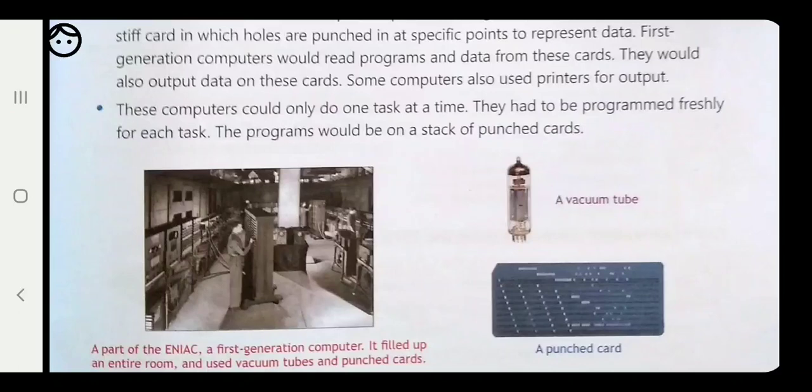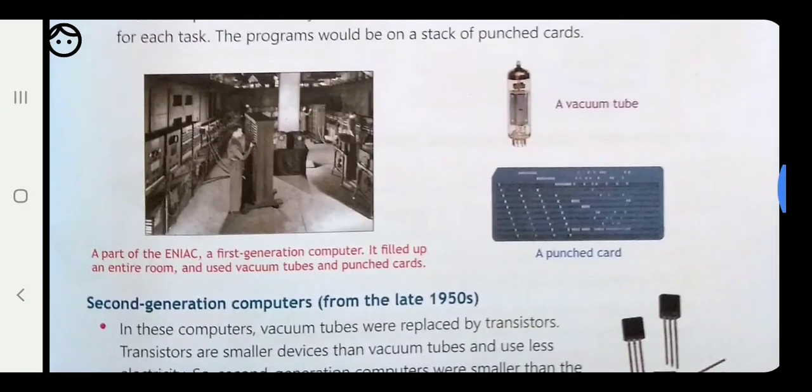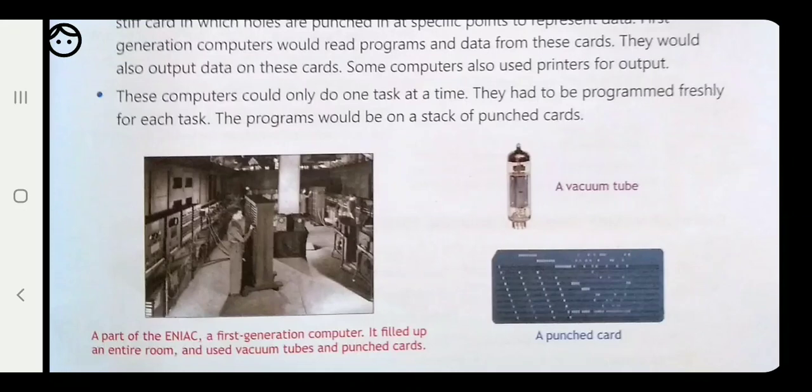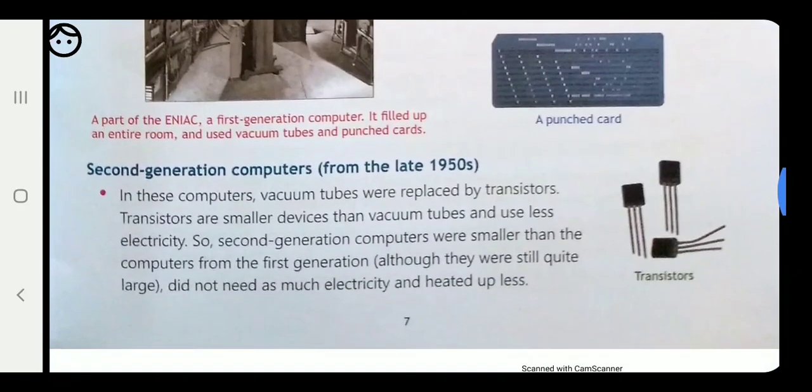These computers could only do one task at a time. They had a program precisely for each task. The programs would be on a stack of punched cards. Punched cards help the computer, the first electric computer, to work. Vacuum tubes help to generate electricity.